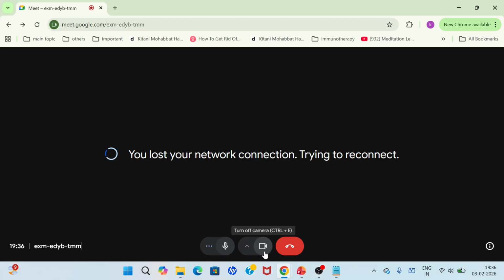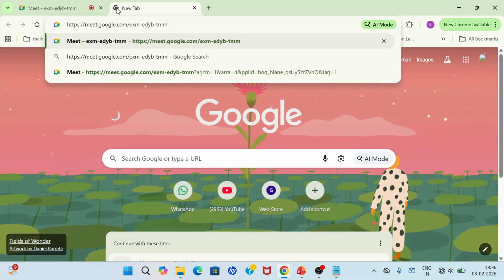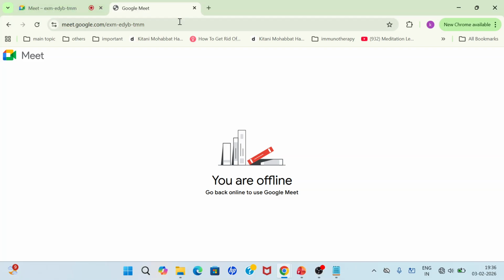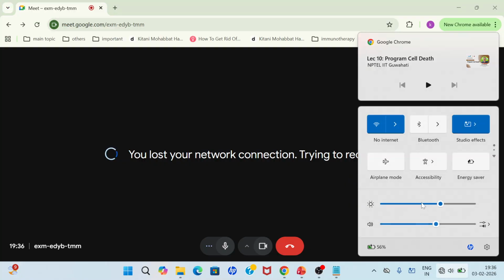What happened with the connection? Hmm. IIT का Wi-Fi.